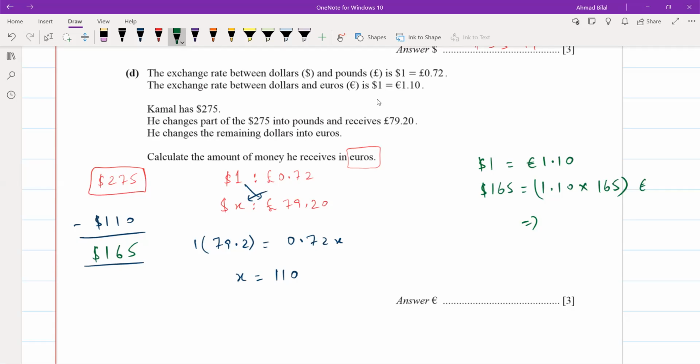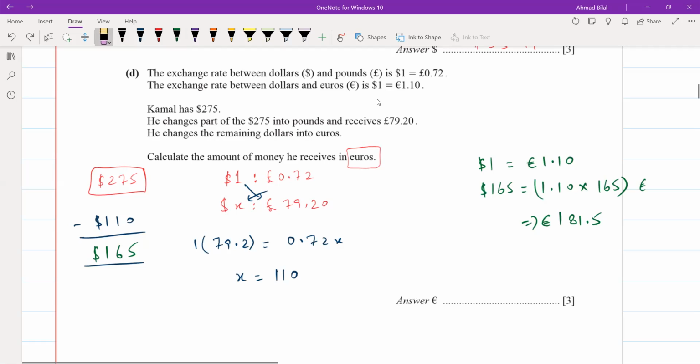इसको भी आप रेशियो से करना चाहते हो तो कर लो. You will get the same result, that is 181.5 euros. ठीक है, यहाँ पे क्योंकि काफी क्लियर था, we know कि $1 is equal to 1.1 euros. $165 कितने होंगे? That is just going to be 1.1 multiplied by this 165.